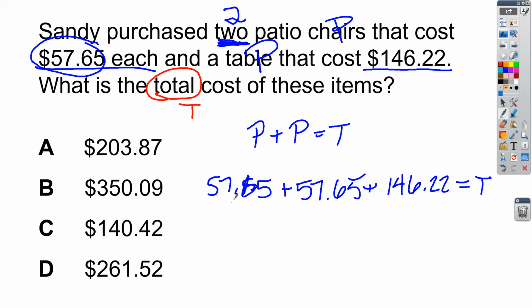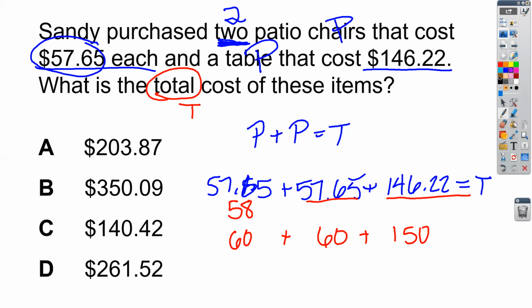So 57, I would say this is about 58. I would even go one easier and say it's about $60. Therefore, this one is also about $60. And this one here, 146, I would say that's about 150.